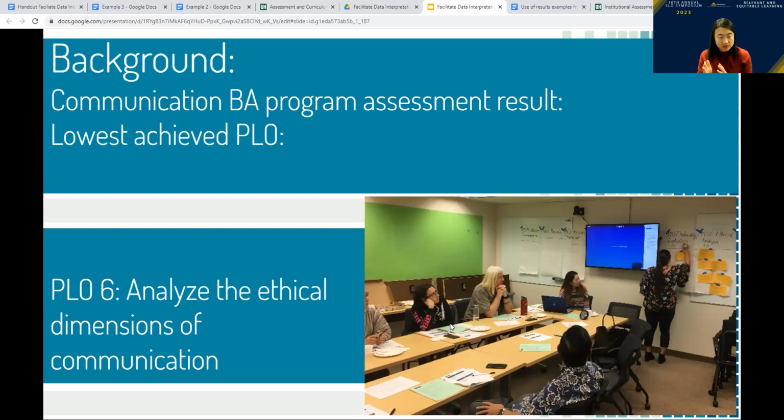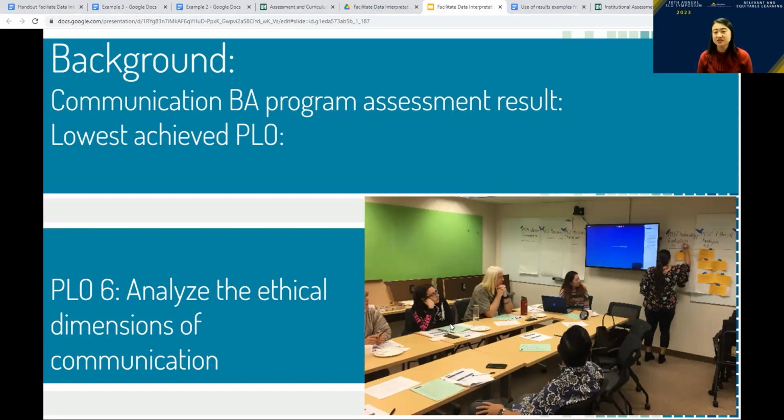They have the results, and they found the lowest achieved program learning outcome, that's what PLO stands for, is analyze the ethical dimensions of communication. So, critical analysis of ethical issues, or you can call it that. We even had a data communication meeting with the faculty members and alumni, trying to understand why students are not doing well in terms of ethical analysis. When the alumni were there, they said, we don't have assignments. We don't know which assignments we need to pull to fulfill this program learning outcome.